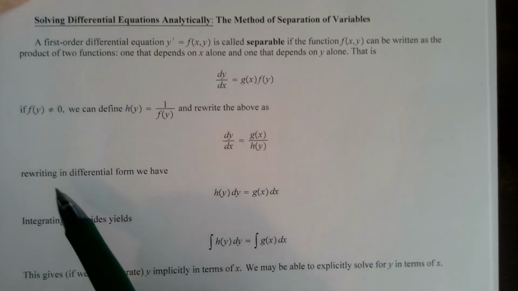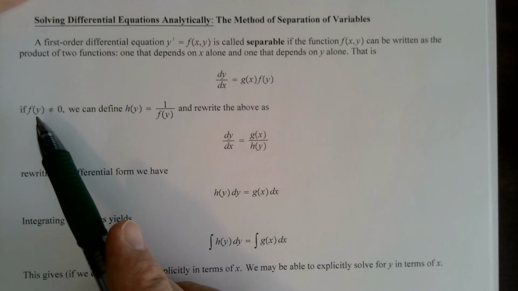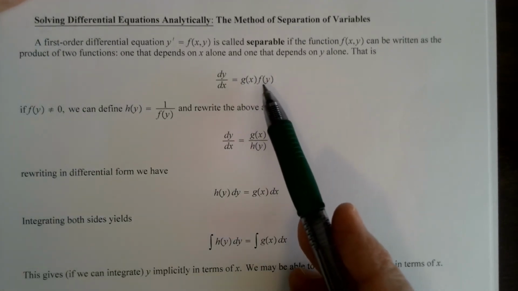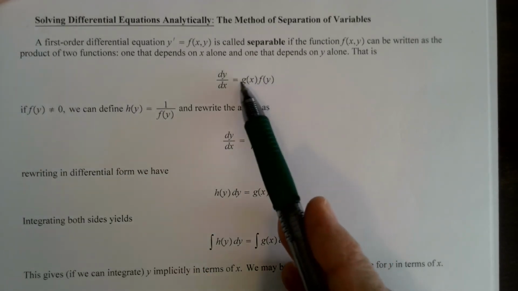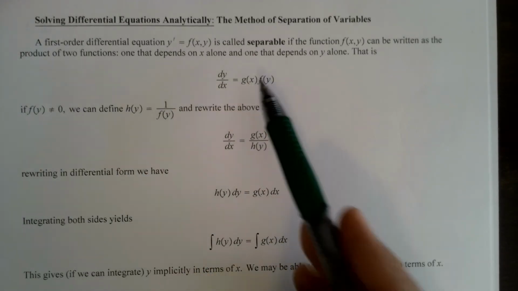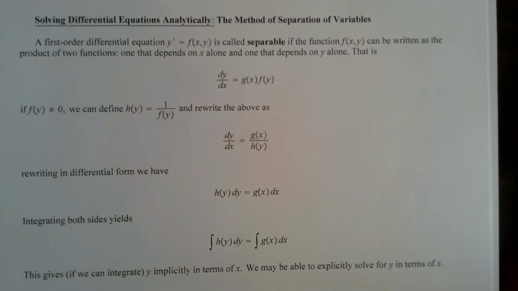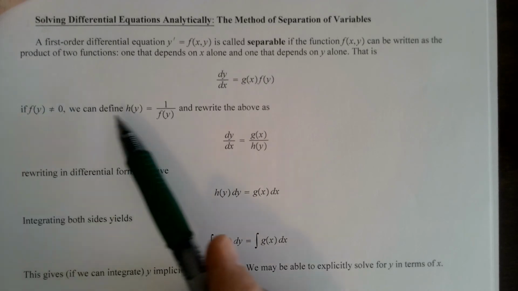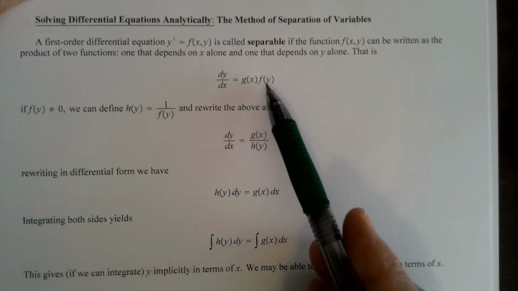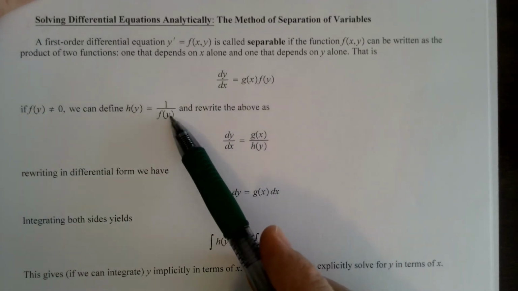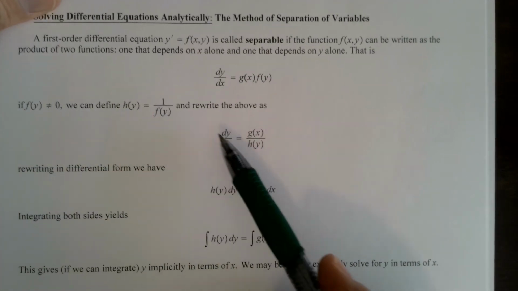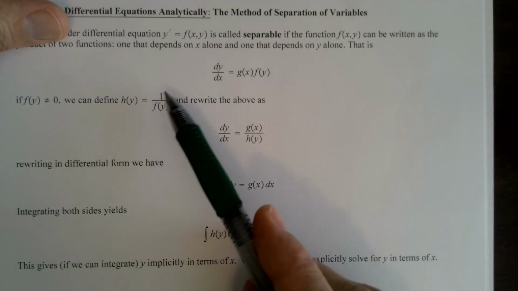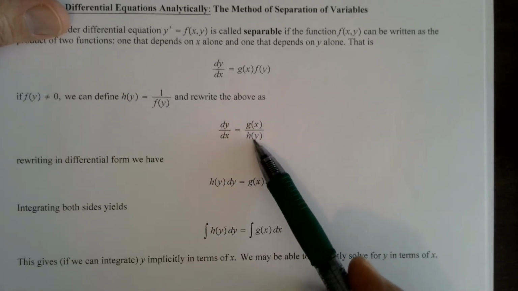So let's suppose that f of y is not equal to 0. Of course, if f of y is equal to 0, this whole thing is 0. dy/dx equaling 0 means y must just be a constant function. So obviously we can assume f of y is not 0. Then we can define h of y to be the reciprocal of f of y, which I can do since f of y is not 0. So f of y is 1 over h of y.